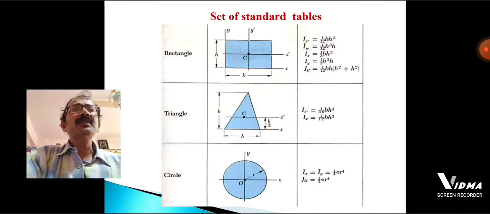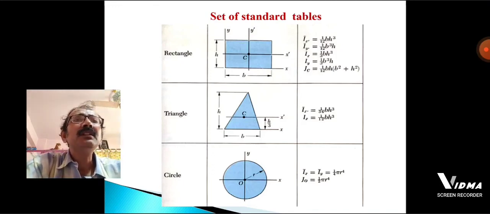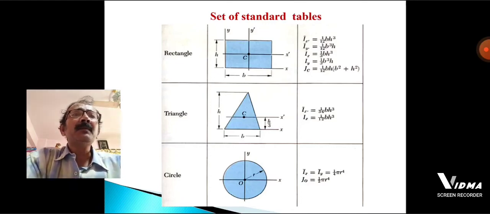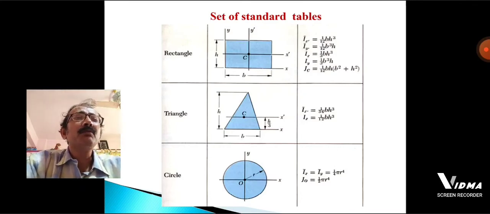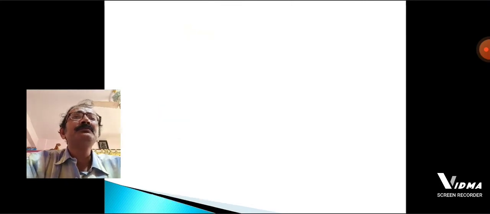In the case of the second diagram, the triangle, about the x dash axis, I bar x dash is bh cube by 36, and I_x, the lowermost line, that is with respect to the base, is bh cube by 12. In the case of a circular area, where r is the radius, I_x and I_y are the same, that is pi r to the power 4 by 4, and J is pi r to the power 4 by 2.